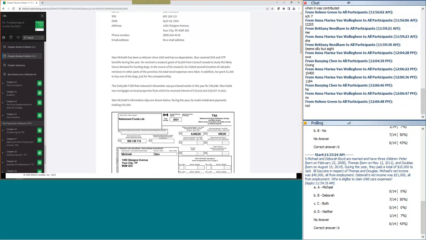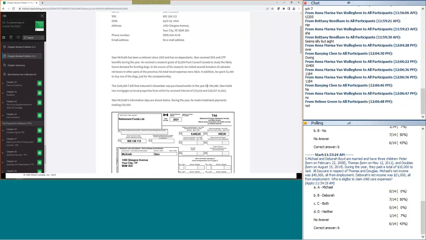Now, he had a treasury bill that matured. How much of the treasury bill will be taxable? He bought it for $96,980. It matured, and he got $100,000.